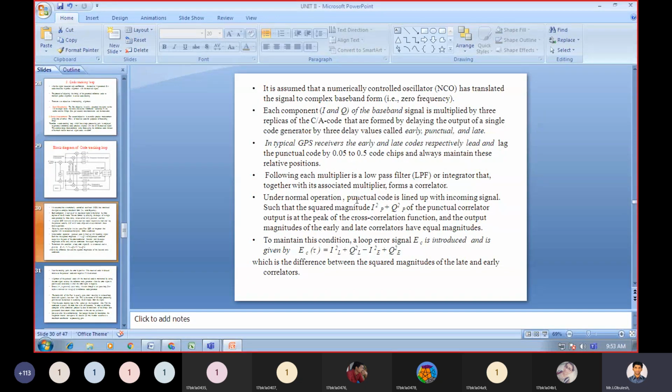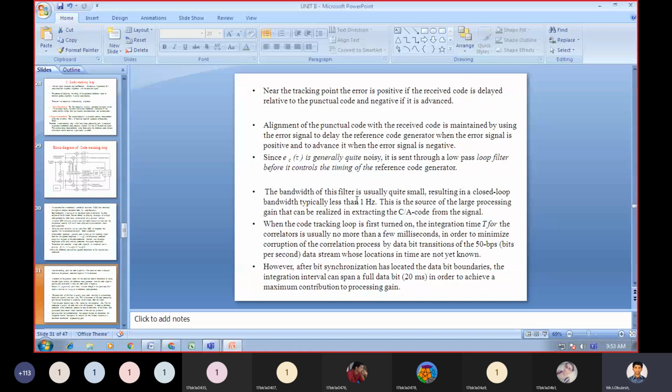You need to remember that near the tracking point, the error is positive if the received code is delayed relative to the punctual code, and negative if it is advanced.